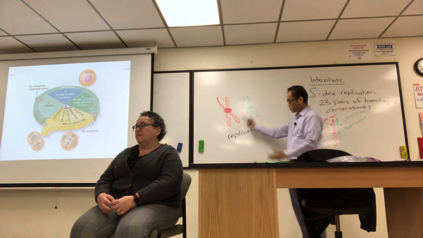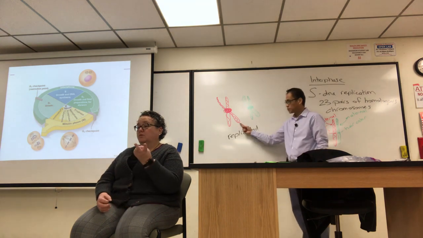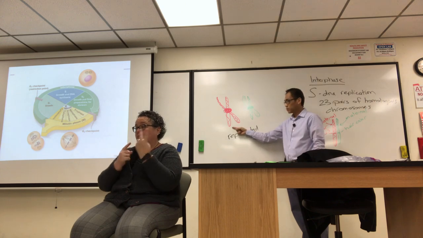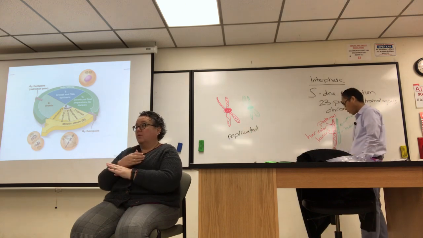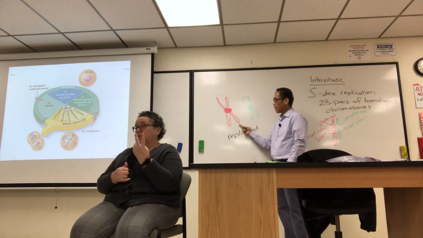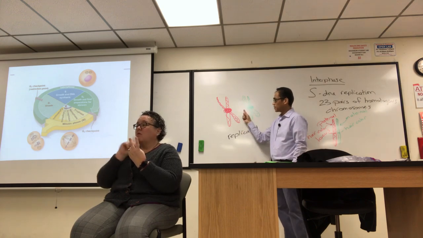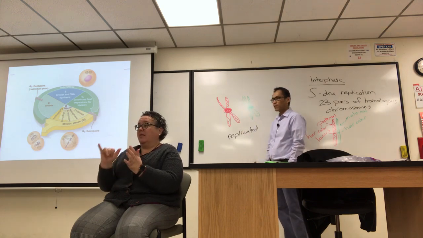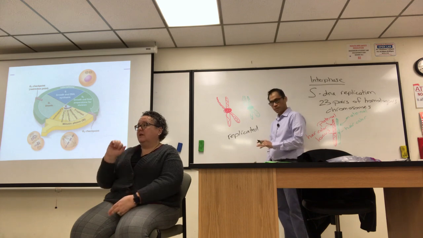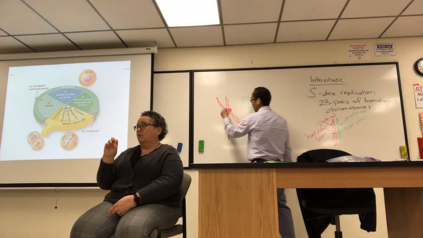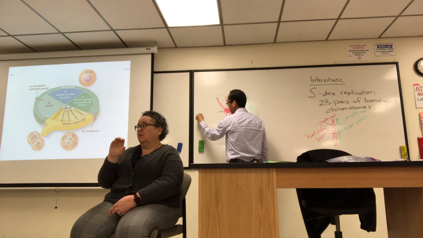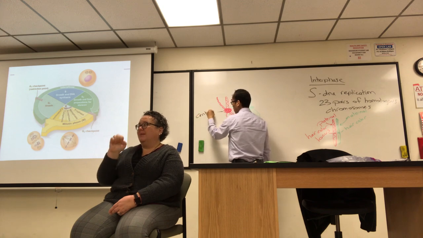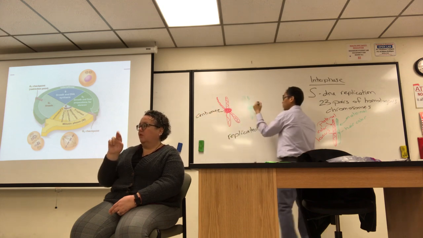So these two chromosomes, do you agree that there's two? Before there was one, now there's two, and they're attached at the center. This structure is called the centromere, where the two chromosomes are attached. There and there, the centromere.